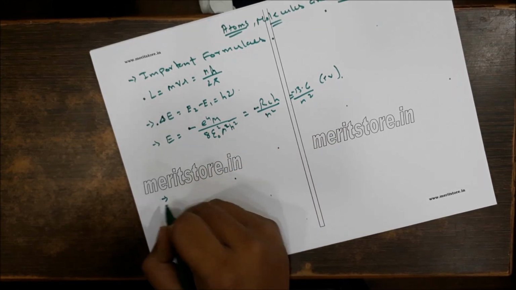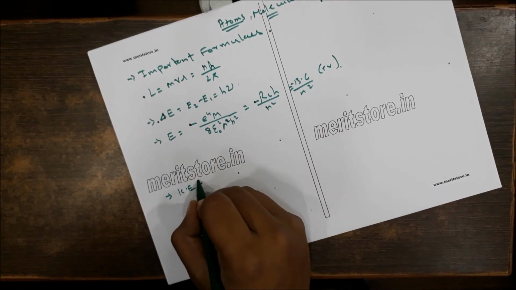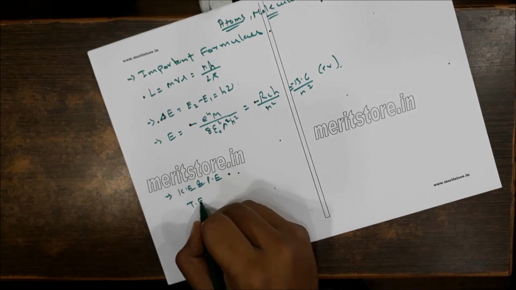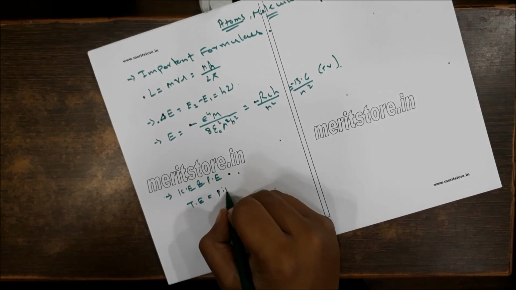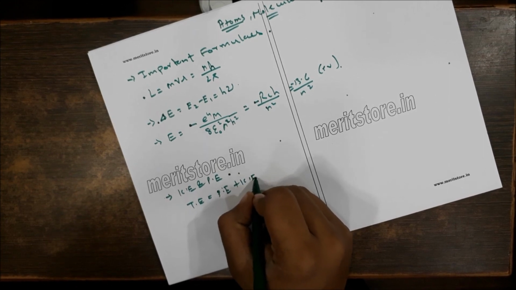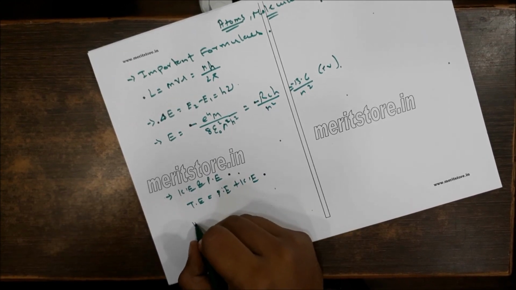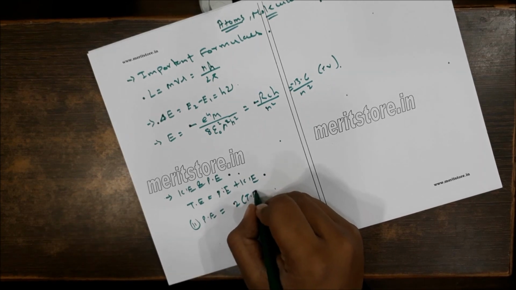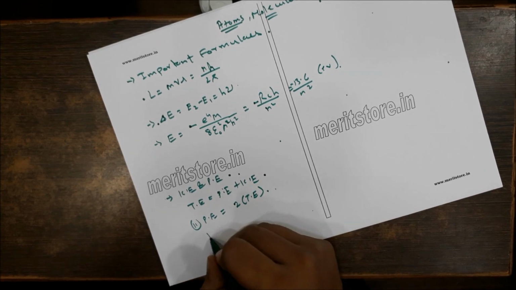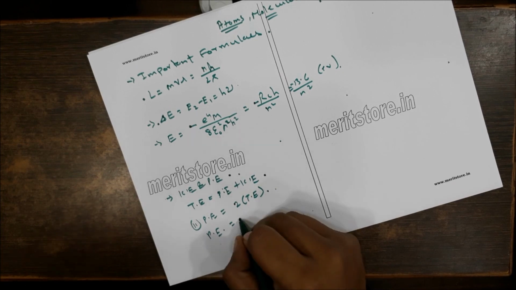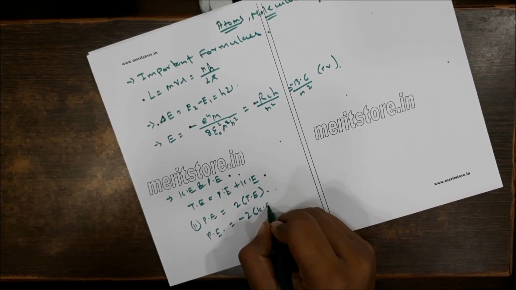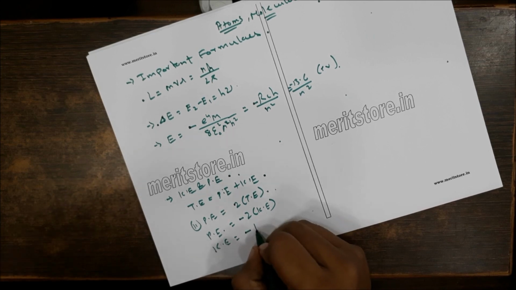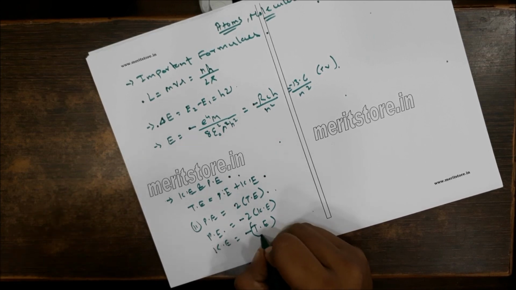Now we have the relation between kinetic energy and potential energy. Total energy is equal to potential energy plus kinetic energy. Potential energy is equal to 2 into total energy. Potential energy is equal to minus 2 into kinetic energy, and kinetic energy is equal to minus total energy.